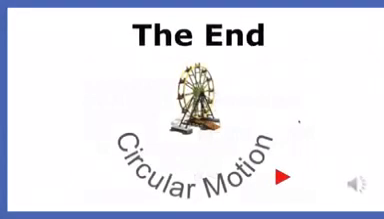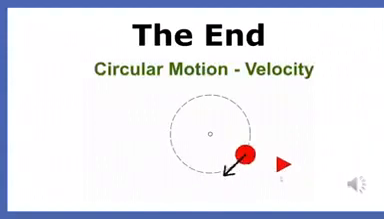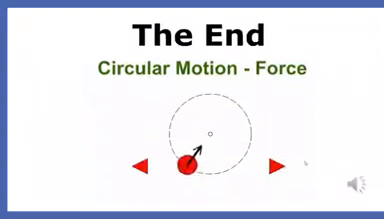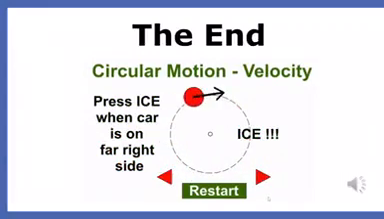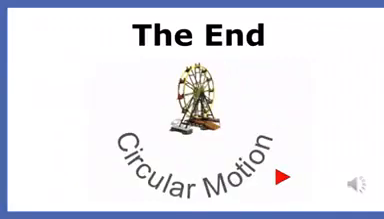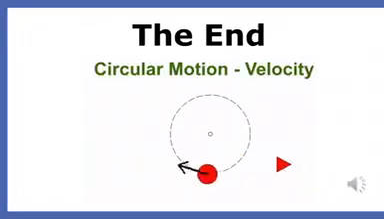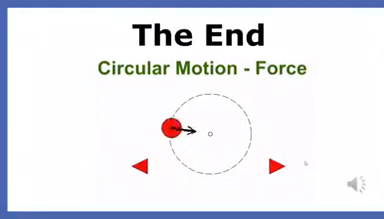In this presentation, you learned that in order for an object to move at constant speed in a circle, it needs a centripetal force. A centripetal force is a force directed towards the center of the circular path that changes only the direction of the object. The centripetal force is always perpendicular to the velocity of the object. While the speed of the object is constant, the velocity of the object always changes due to a change in direction. This is the end of my presentation on uniform circular motion.